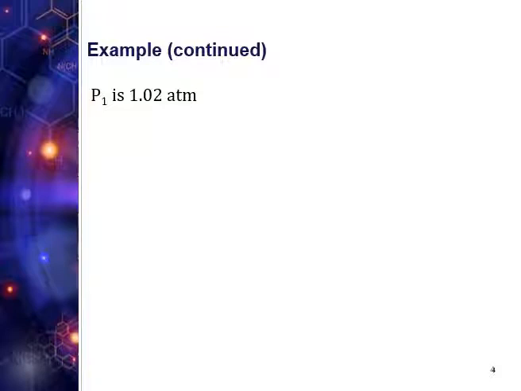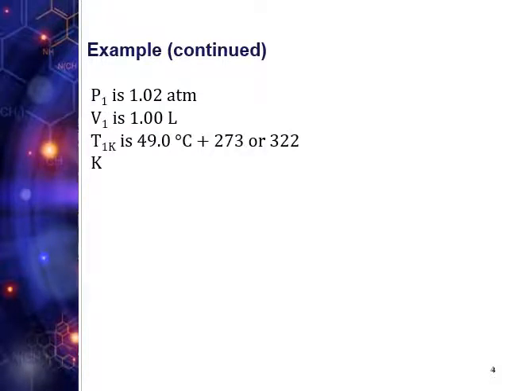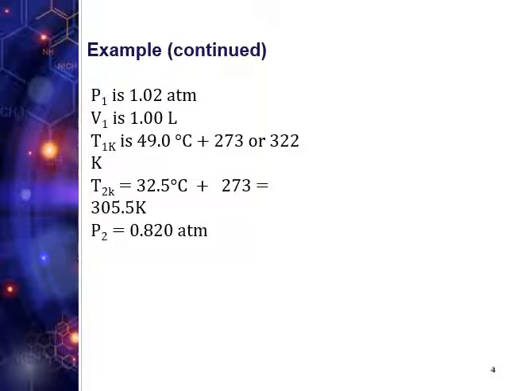P1 is 1.02 atmospheres. V1 is 1 liter. T1K is 49 degrees Celsius plus 273 to convert it to Kelvin, or 322 Kelvin. T2 is 32.5 degrees Celsius plus 273, or 305.5 Kelvin. P2 is 0.820 atmospheres. V2 is question mark.